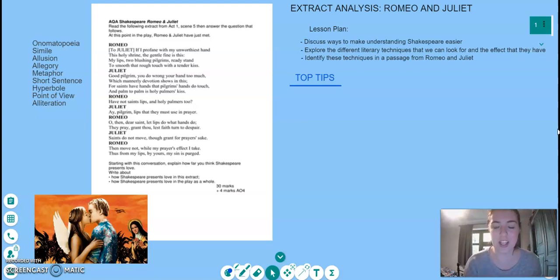So today we're going to be looking at an extract and how we're going to analyse that extract. We're going to be looking specifically at Romeo and Juliet, but all of the skills that we discuss will be applicable to any Shakespeare extract that you read or are going to read. Okay, so what are we going to do in today's lesson?